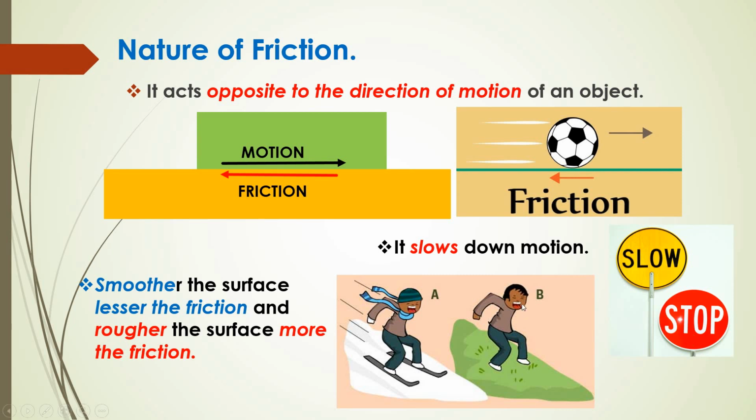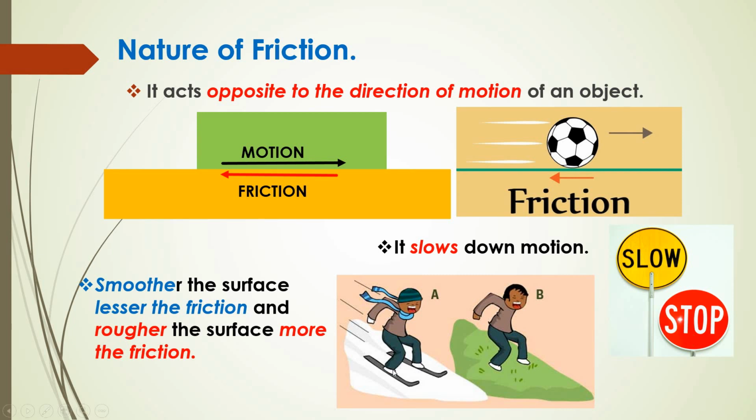Whereas in B, the surfaces are rough, because here the ground is not made of snow. It is dry land, and the person is also not wearing a skating board or skiing board. He is wearing his shoe. So both the surfaces are rough. Therefore, his movement on the rough land will be slow.